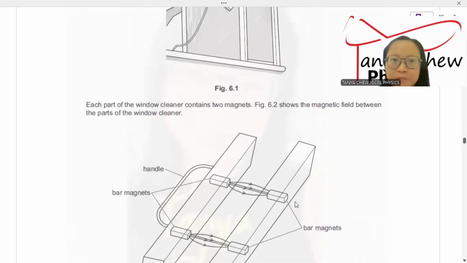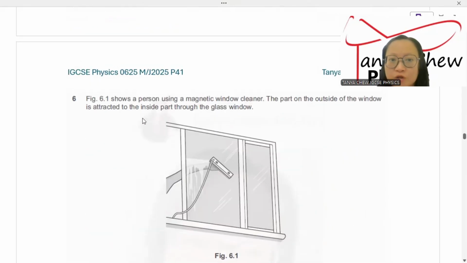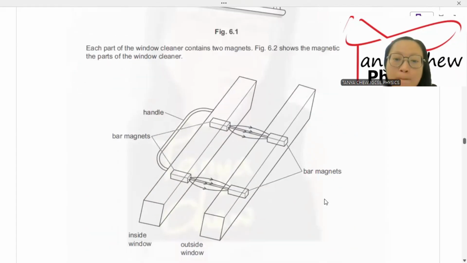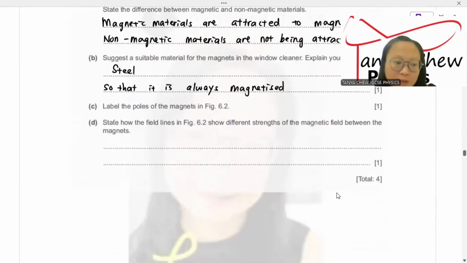Before you label, the hint has already been given. The hint stated that this person using a magnetic window cleaner, the part outside of the window is attracted. Attraction means the 2 poles must be opposite. So north pole is here, south pole is here, or south pole inside, north pole outside. Done. Now, state how the field lines in Fig 6.2 show different strengths of the magnetic field between the magnets.